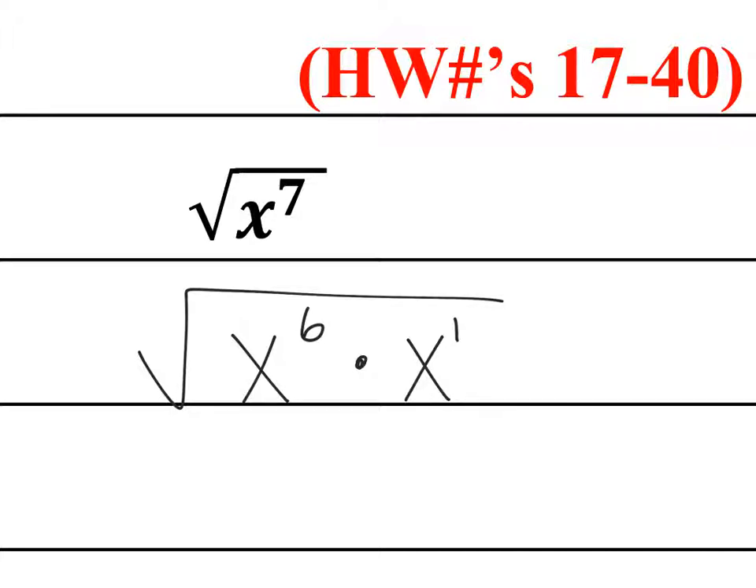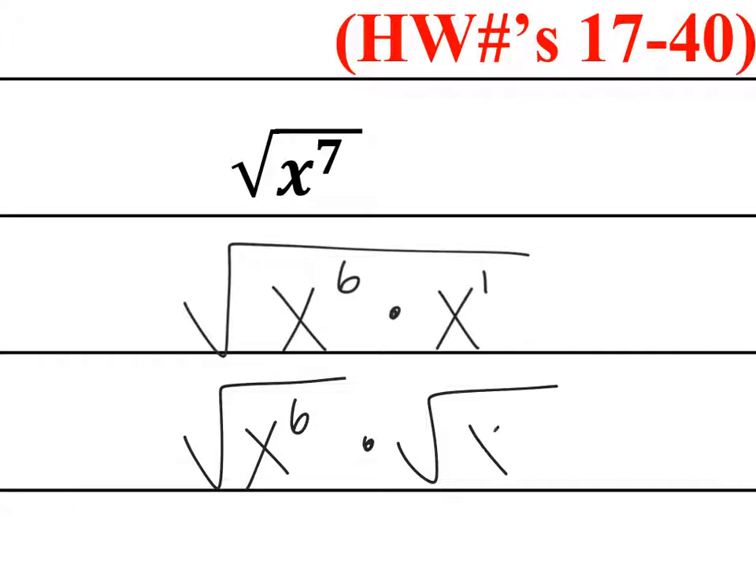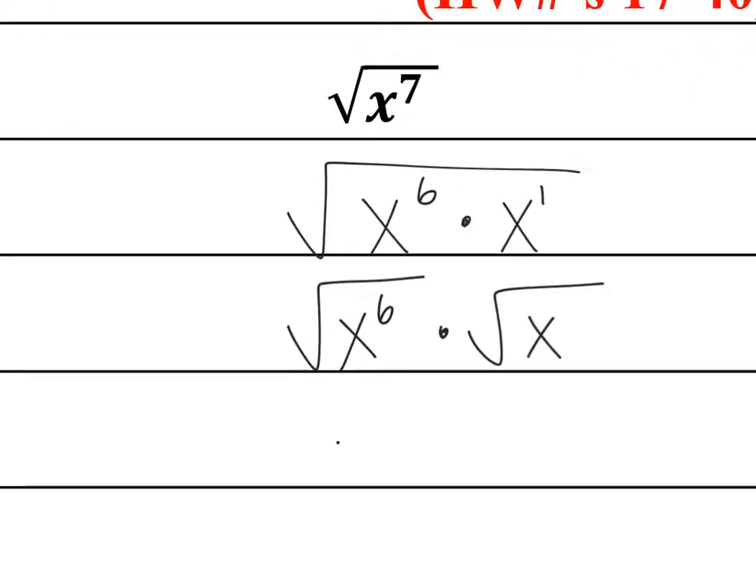And now we're going to break it up into the square root of x to the 6th times the square root of x to the 1st, or just x. What's the square root of x to the 6th? X to the 3rd. And then you still have x. This is an odd number exponent, and so you can't do anything with it because it's down to 1. You're done.